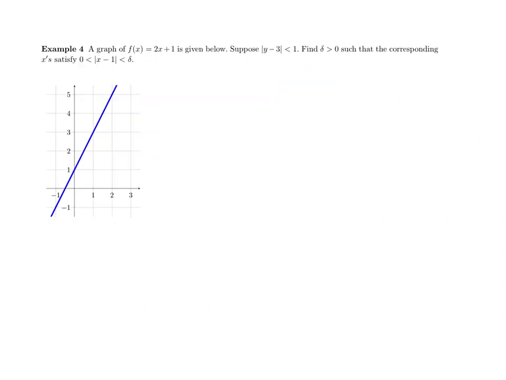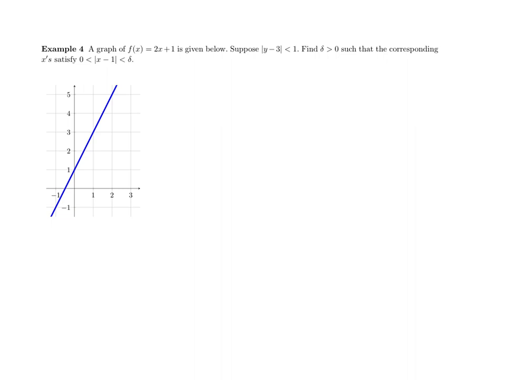Let's try this idea again, but with a different function. So this time, let's use f of x is equal to 2x plus 1. Suppose the absolute value of y minus 3 is less than 1. Can we find a delta such that the corresponding x's satisfy this inequality?